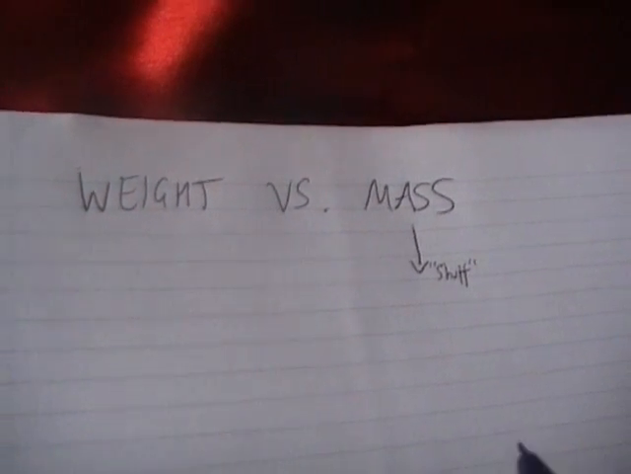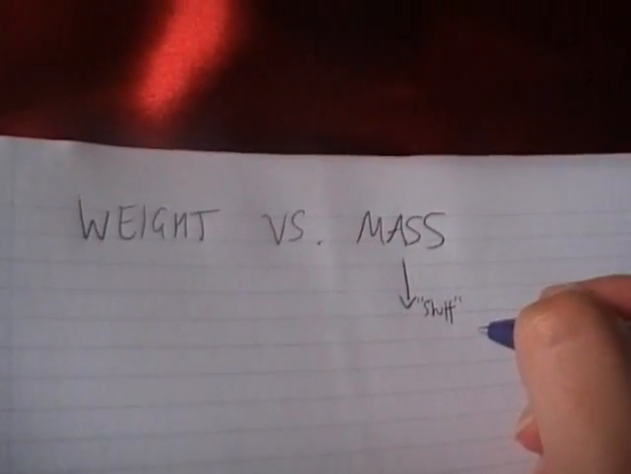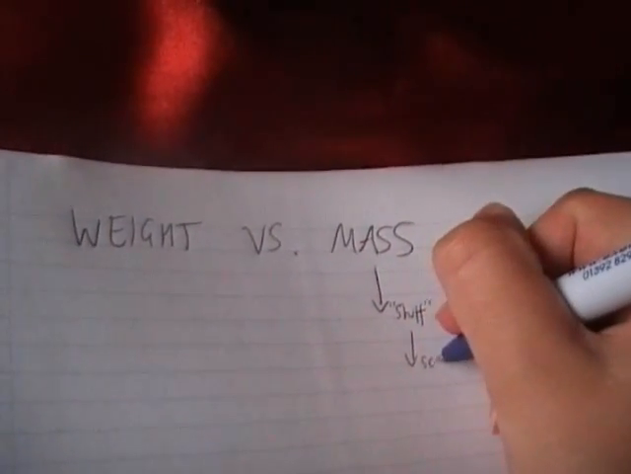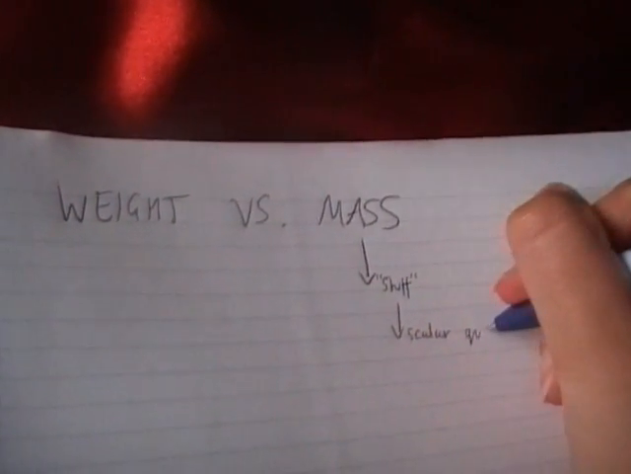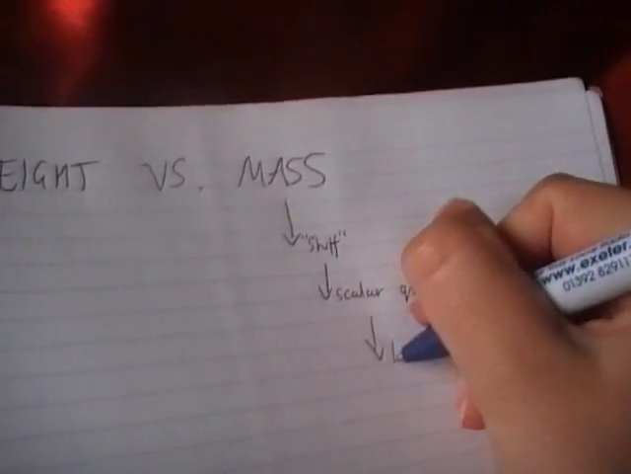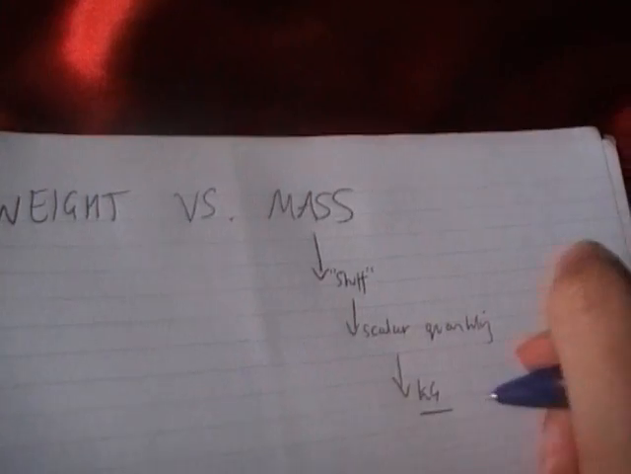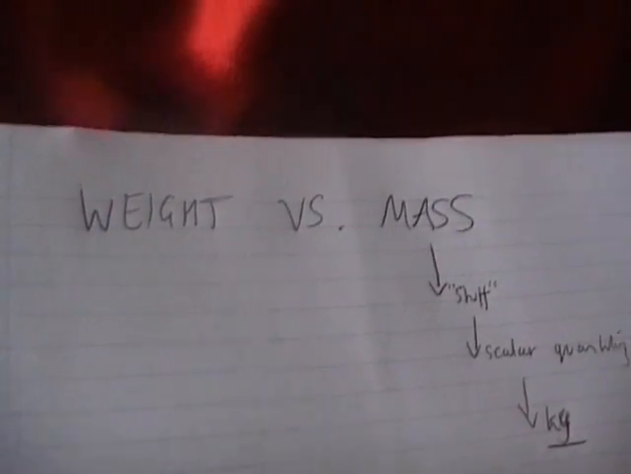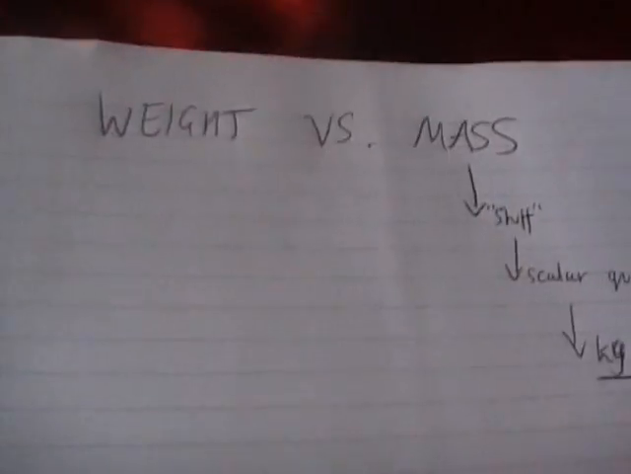Weight and mass. You can kind of think of mass as the amount of stuff there is, and it's a scalar quantity. Just write that down. It's measured in the standard SI unit of kilograms, with a small g, and it is not the same as weight. Do not get confused, do not be fooled, they are not the same thing.